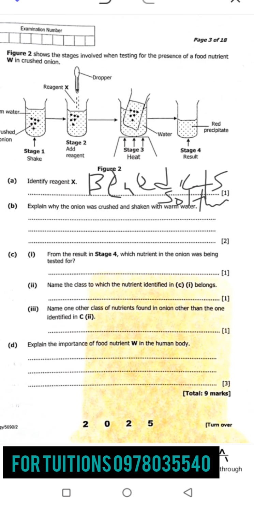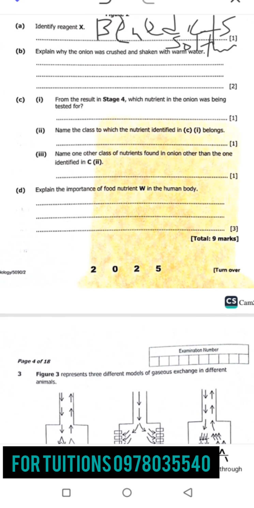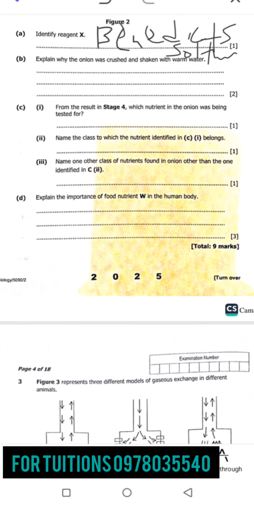Now why are we saying Benedict solution? It is because the color of the result was a red precipitate. So this has to be Benedict's solution. That's for A. Then explain why the onion was crushed and shaken with warm water.